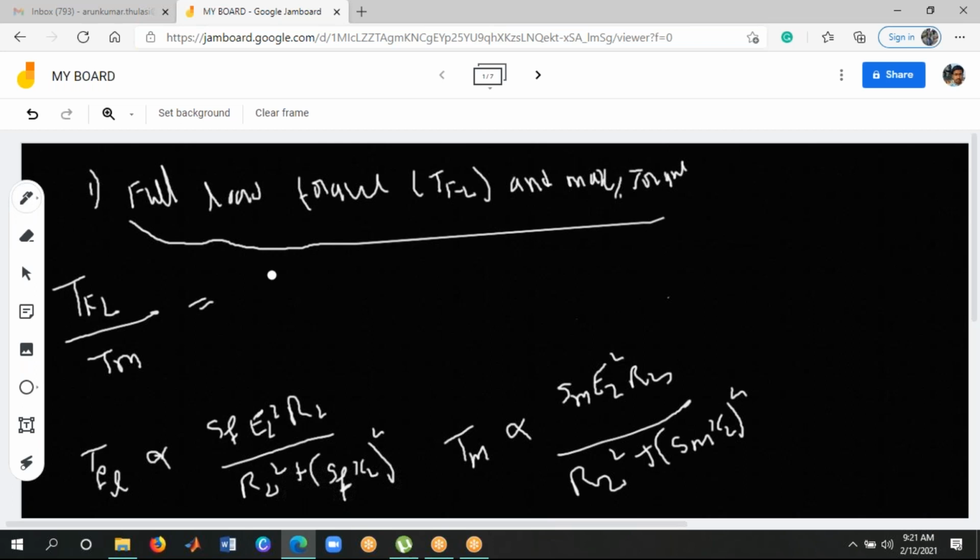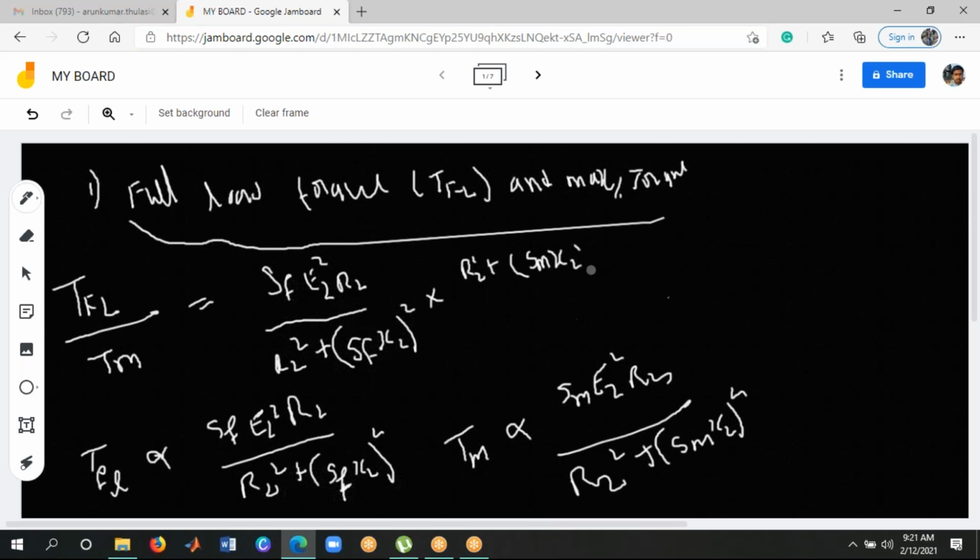So here the full load torque is SF E2 square R2 divided by R2 square plus SF X2 square, into R2 square plus SM X2 square divided by SM into E2 square R2. So this is the relation. Now we need to simplify this equation. So how can we simplify this?